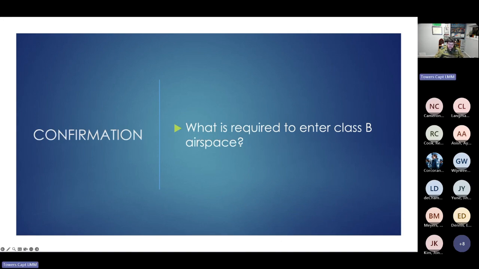So, some confirmation questions here. What is required to enter Class B airspace?